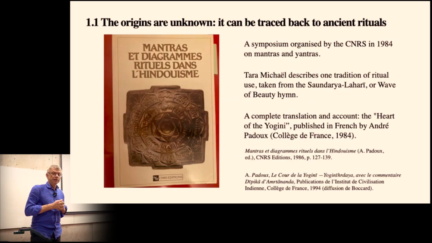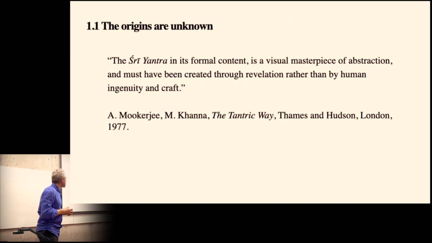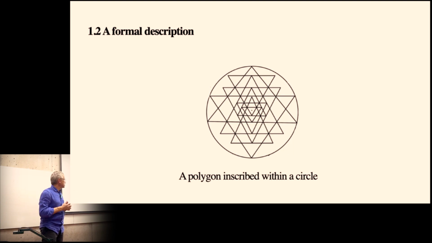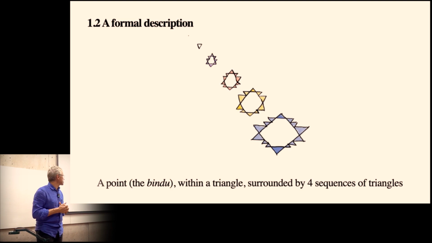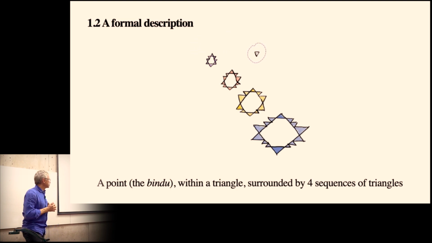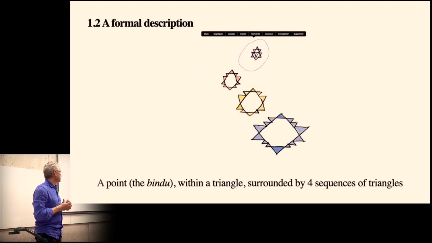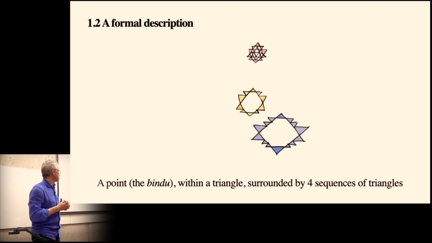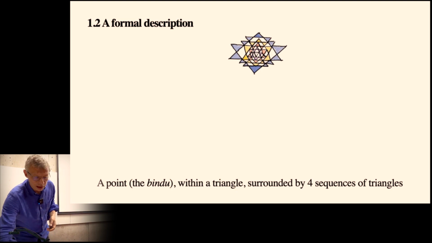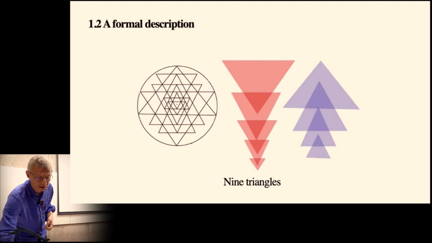And again, other ways to approach this question of the origin is to trace them back in ancient rituals. There has been a symposium organized by the CNRS in Paris in 1984 on mantras and yantras, and Tara Mikael is one of the authors of a paper that describes a tradition of ritual use taken from a hymn, which is called the Wave of Beauty, Saundarya Lahari, excuse me for this pronunciation. And another famous text called the Heart of the Yogini. This is by André Padoux, and is one of the most complete translations and accounts of this text, and again makes references to usages of the symbol and describes the symbol in ways that seem to lead to identifying the Śrī Yantra.